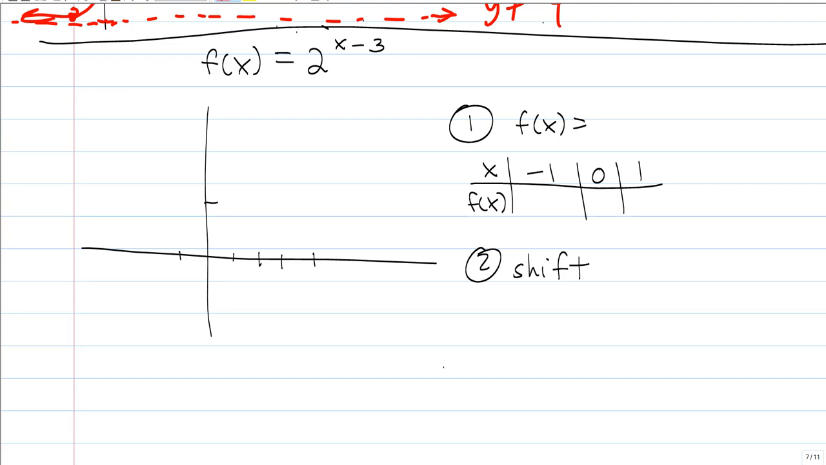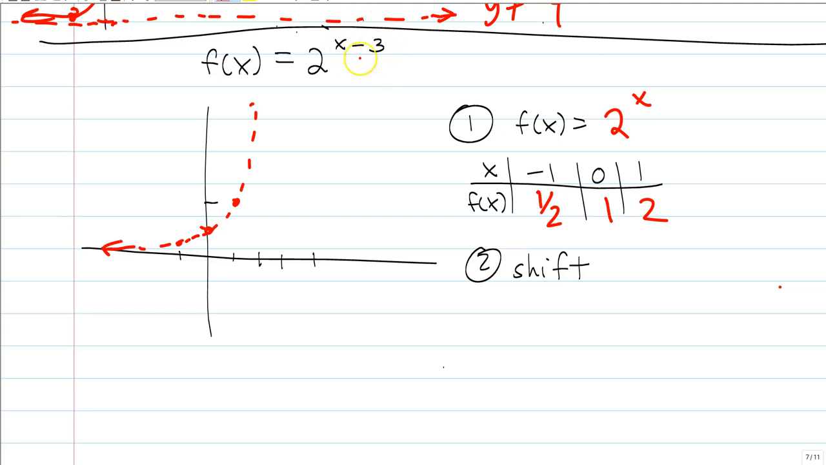2 to the x minus 3. 1, what's the parent graph? Ignore the shifting, and I'm just going to graph 2 to the x, that's easy. 2 to the -1 is 1/2. 2 to the 0 is 1. 2 to the first is 2. I've got 3 points. The right side, because this is greater than 1, shows me that that's where it's rocketing up. The left side's where it's getting closer to 0.